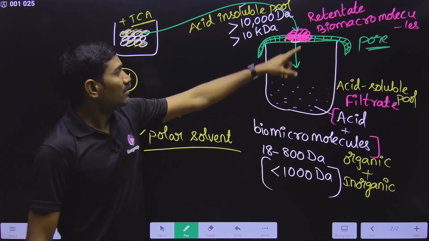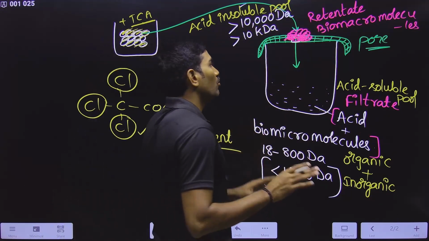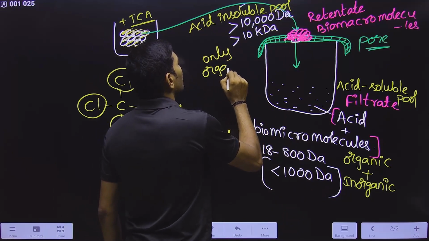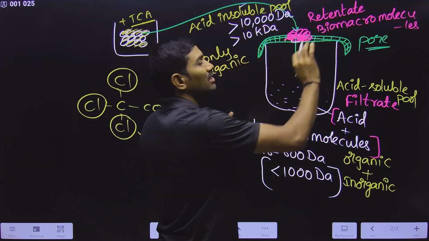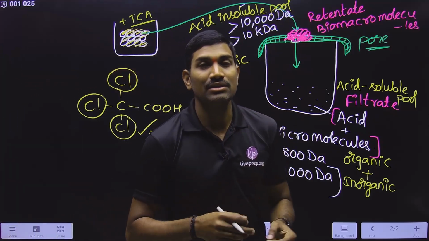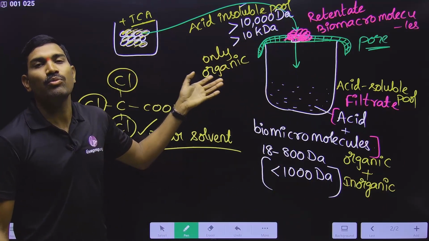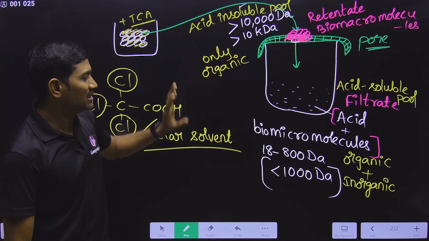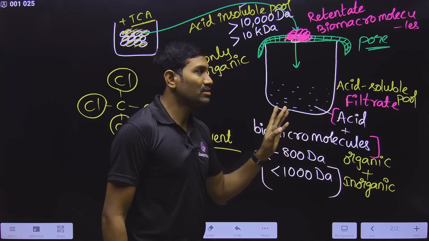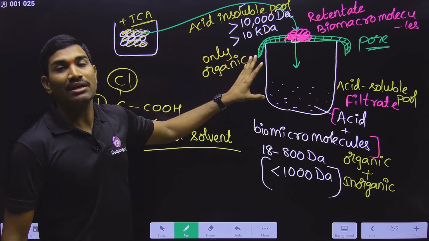Observe carefully. Then what about the retentate or acid insoluble pool? It has only organic molecules. It does not contain inorganic molecules. Please remember, in living organisms, inorganic polymers are not present. Only organic biopolymers are present. Clear? So the filtrate has both organic and inorganic components, but the retentate or acid insoluble fraction has only organic components.